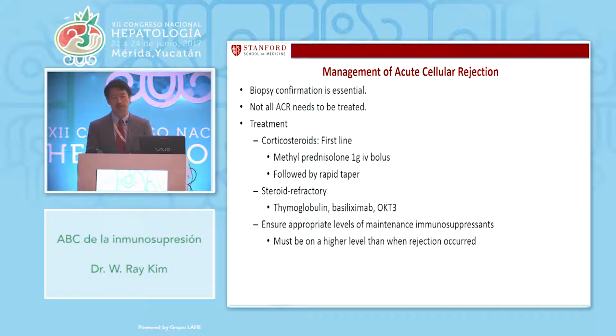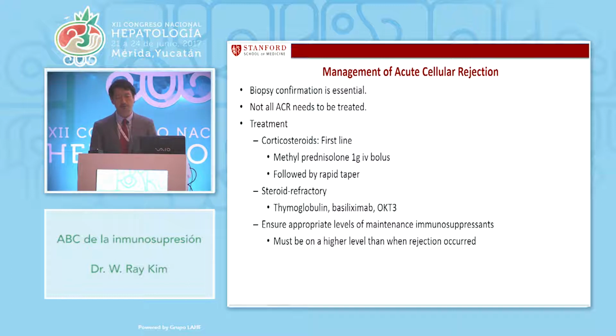Management of acute cellular rejection is pretty standard. A biopsy is essential. You can't diagnose acute cellular rejection without one. However, not all acute cellular rejection needs to be treated. Mild cases may be treated with just increased immunosuppression. In patients who have moderate or more severe rejection, we use corticosteroids, which is the first line, methylprednisolone, 1 gram bolus, about 3 times. This is followed by rapid taper. In patients who are refractory to steroids, thymoglobulin will be the first line of treatment to go to.